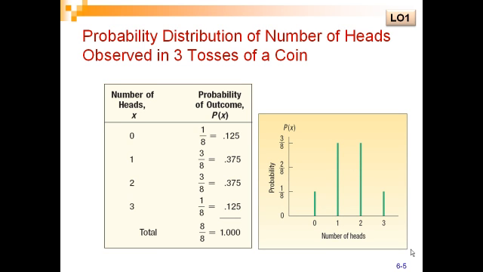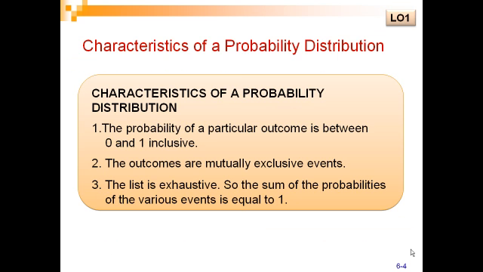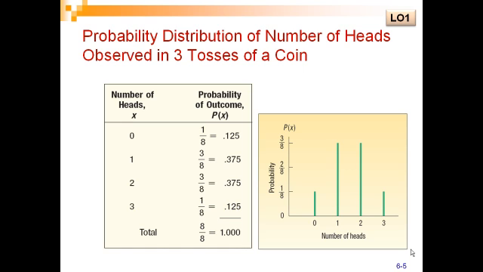Now, continue with our previous example on probability distribution. This experiment: toss a coin 3 times, observe the number of heads. The possible results are 0 heads, 1 head, 2 heads, and 3 heads. So we want to calculate the probability distribution for the number of heads observed in these 3 tosses of a coin.